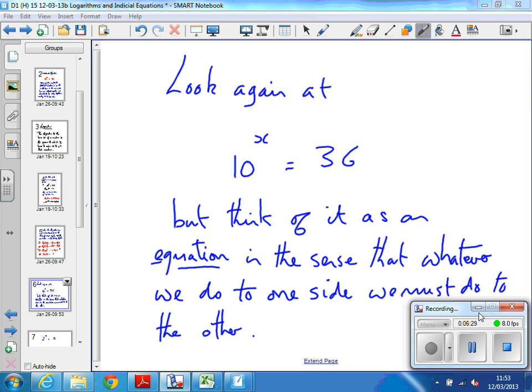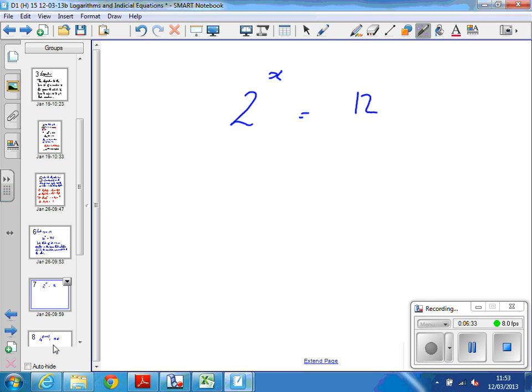Let's look at another example here. 2 to the x equals 12. X is in the power, so it's an indicial equation. So what we do is use logarithms. Earlier we were talking about adding something to both sides, multiplying, dividing, and so on. As long as we do it to both sides, we're okay. It's the same in this case.